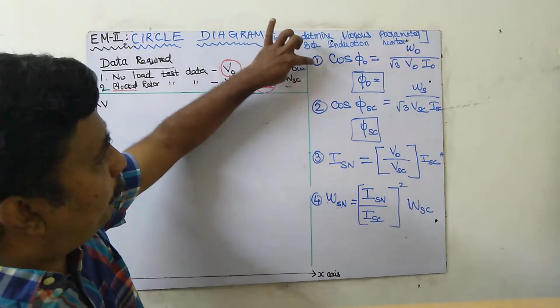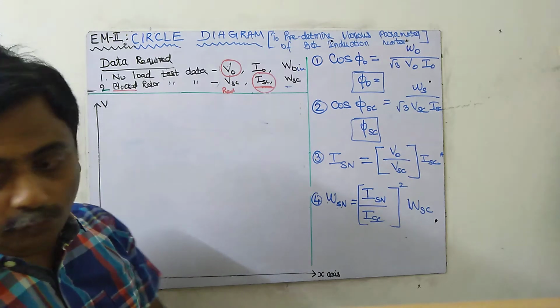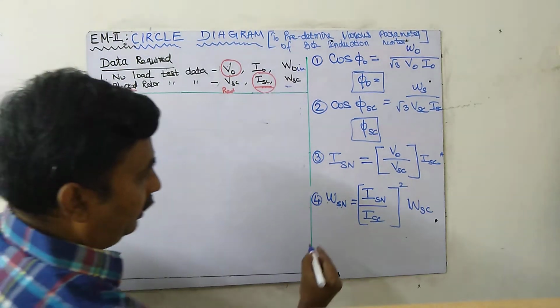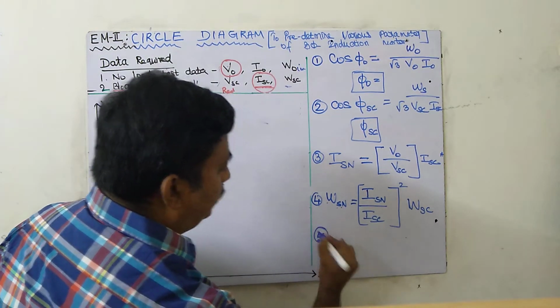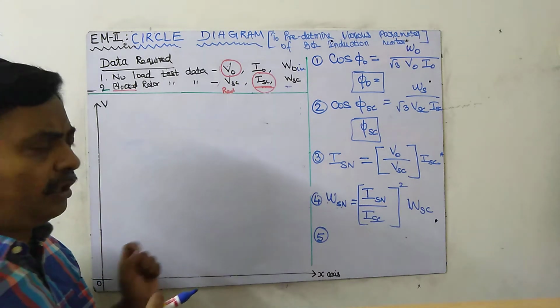So what are the things? Step 1, step 2, step 3, step 4. And next we had to go for step 5. What does step 5 mean? We had to choose the current scale. We have to draw the current scale.